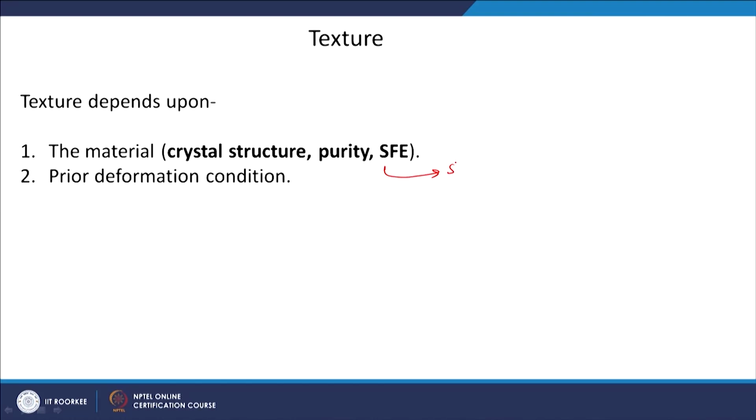or Euler space. So if you see the dependence, the texture depends on the material, of course, in different types of material depending upon crystal structure and purity. Sometimes alloying elements also change the material properties a lot, and therefore the development of texture. Stacking fault energy, so this SFE is basically stacking fault energy of the material, and of course the prior deformation condition also affects the texture development.